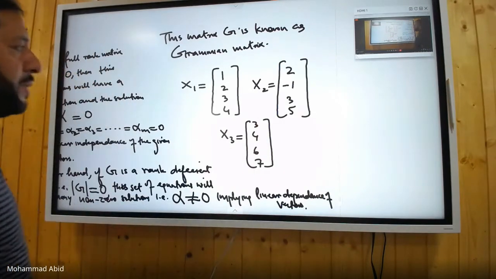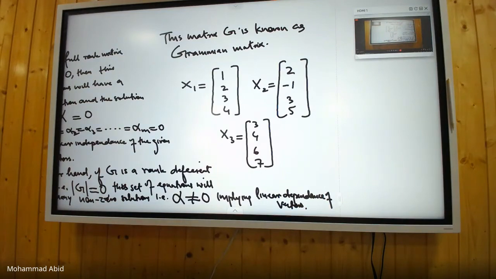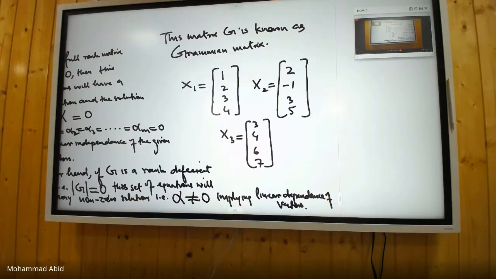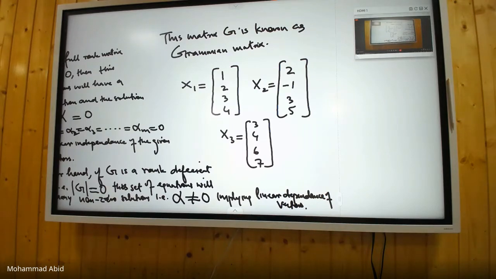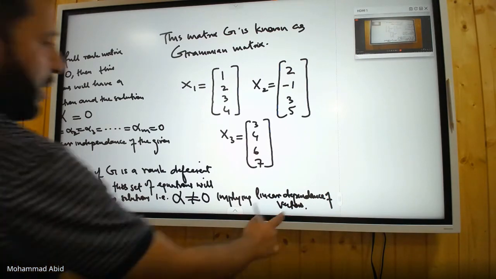Okay, so how many vectors have I given you? 3. And each vector belongs to which space? Each vector has how many components? 4. So each vector belongs to a 4-dimensional space. Now I have to see whether this set of vectors is dependent or independent. So what do I do? What is the procedure now?